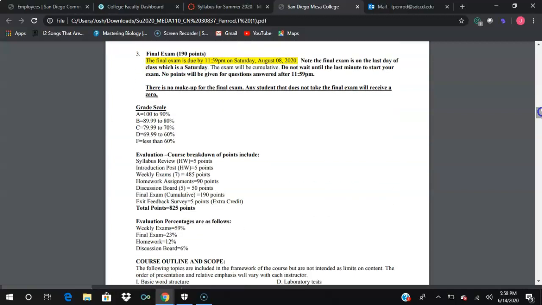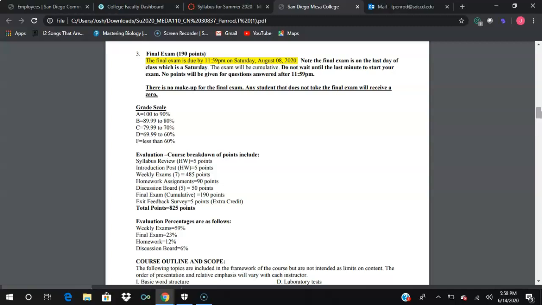All right. There is one final exam. It's 190 points. It is cumulative, and that's the only test that is due on Saturday. All the other tests are due on Sunday, but because the end of the semester is Saturday night on August 8th, that will be when the final is due. So that's the one test that's due Saturday and not Sunday. Okay. It's 190 points. It is cumulative.